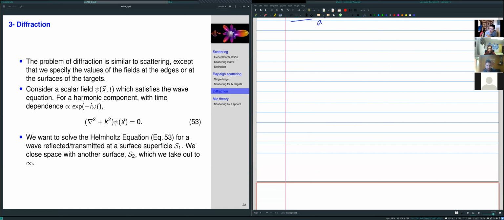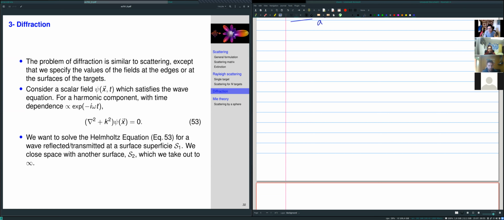So when the obstacle is a conductor, when we have a sphere, a hard sphere, or a screen with a hole, whatever conducting surface, in this case we need to solve for the fields in space, which are represented with this generic psi, a solution of the wave equation, which becomes the Helmholtz equation when we use the harmonic component. So this is the wave equation in vacuum.